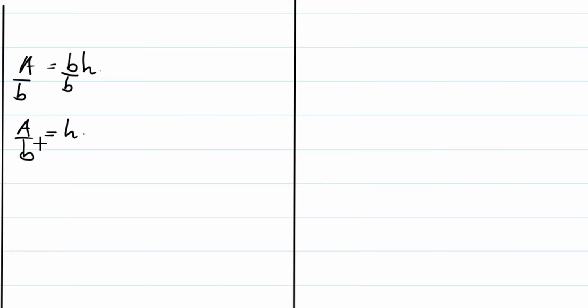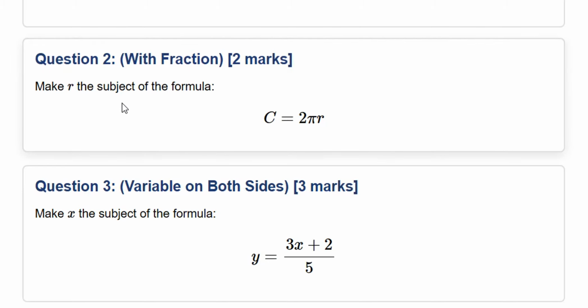Now the formula becomes H is equal to A over B. You can also write it like this: H is equal to A over B. It's just the same thing, provided H is alone on one side of the equal sign. So that's the logic of making one of the variables the subject of the formula. Let us progress to a bit more complex questions. In question 2, you are told make R the subject of the formula, and you are given C is equal to 2 pi R.